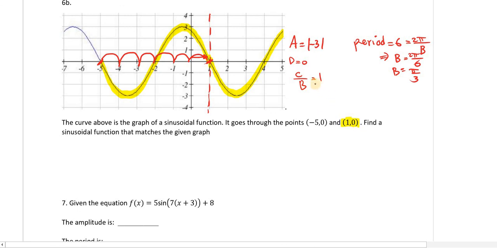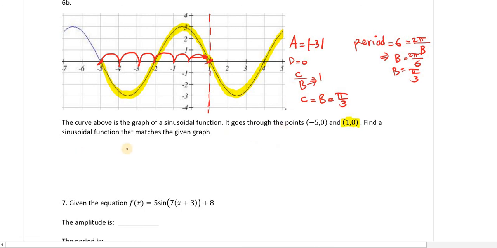Which means C is equal to 1 times B, which is B, and that will be equal to pi over 3 as well. So I multiplied this function like that. I get C is equal to 1 times B, which is pi over 3, and I found it from the period here. Now I know this is a sine function, and that's why I treated it this way.